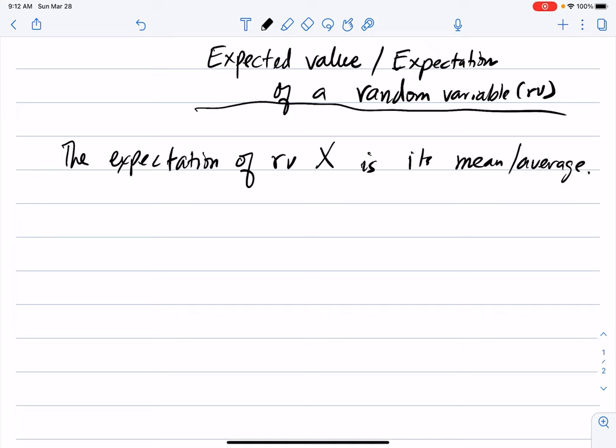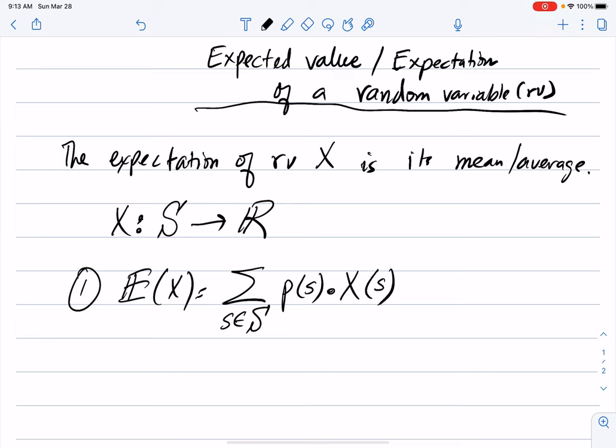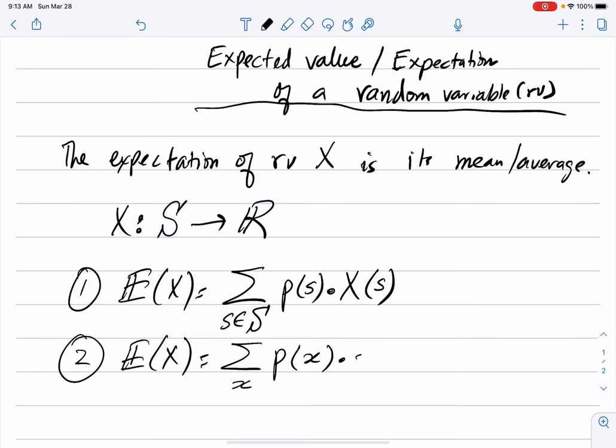And there are two equivalent ways we can write this expectation. Let me first say, as a reminder, that a random variable X is a function from a sample space to the set of reals. One definition of the expected value of X is to sum over all possible outcomes in the sample space, little s in big S. Here we look at the probability of this little s times the value that X maps s to. Another way of writing it is not summing over all the outcomes, but summing over all the little values that X can take. Here we say P of x times x.